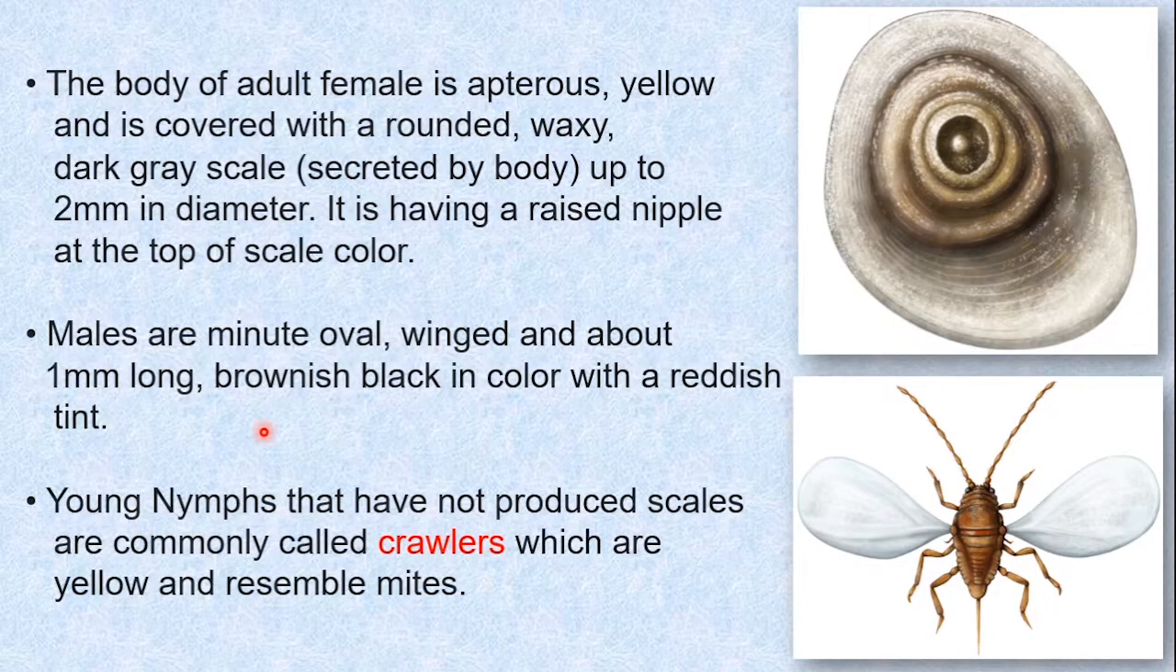The females typically show vivipary, means they give birth to young ones, nymphs. Nymphs are called crawlers, and these crawlers are yellow in color. They are very tiny, and they wander around the various parts of the leaves, various parts of the plant in a crawling fashion. Hence, they were called crawlers.